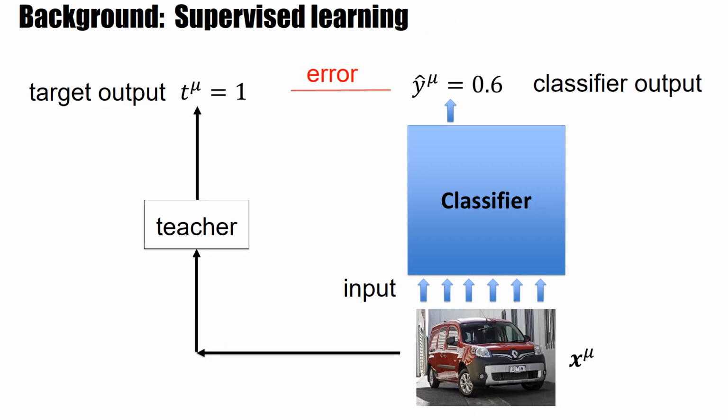We use our database to train the classifier. We apply an input. The classifier gives its output, which I call y hat. We compare this with the target output that's found in the database or given by a teacher, and we calculate an error based on the difference between those two.